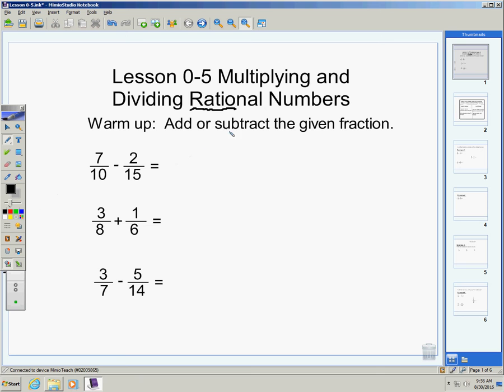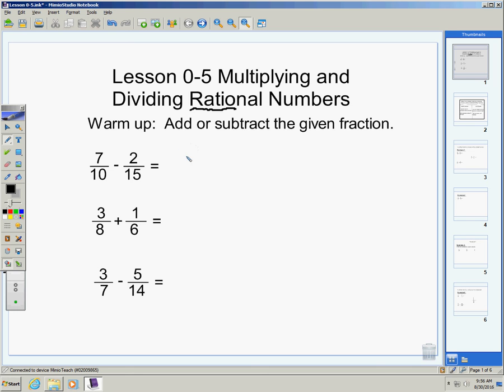And here's a warm-up, just a review of what we did yesterday, adding and subtracting fractions. I'm not going to go through all the work of actually solving these. I'm just going to give you the answers. So if you want to do these on your own, pause real quick, and then do them, and then check your answers. So here are the answers.